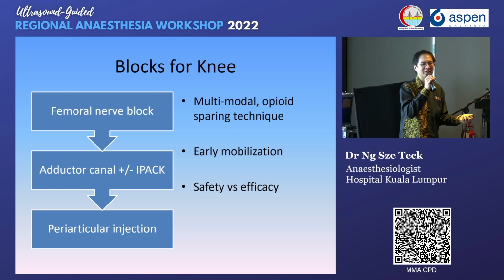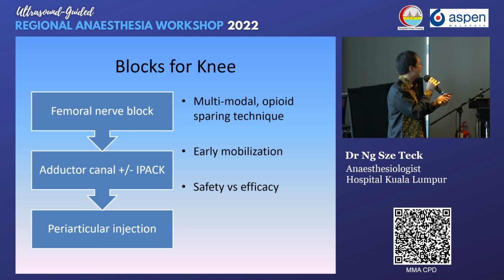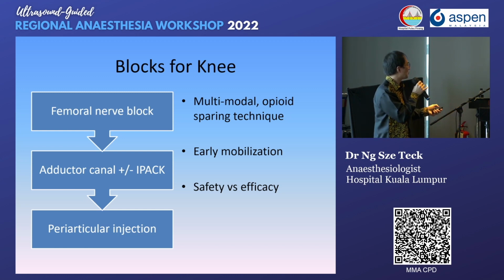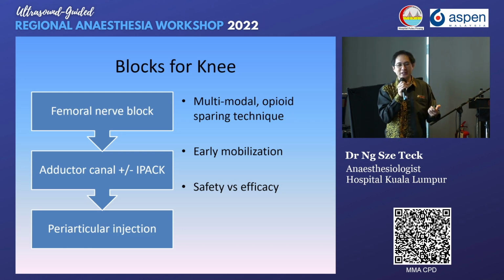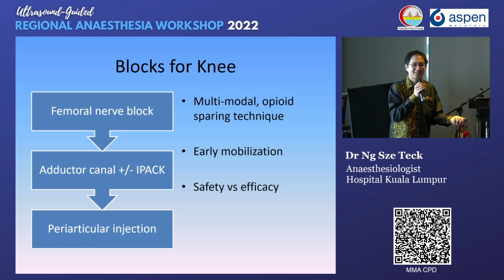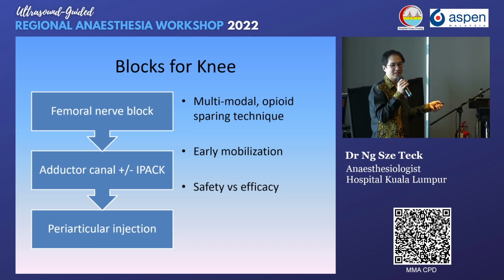So we all know, if you want to provide analgesia for the knee, the gold standard is still femoral nerve. But now, blocks are becoming part of multimodal opioid sparing technique, and your surgeon wants your patient to mobilize early, and for early mobilization you cannot have too much muscle weakness. If not, the patient will fall. So for all those reasons, for the knee they are moving away from the femoral nerve block.